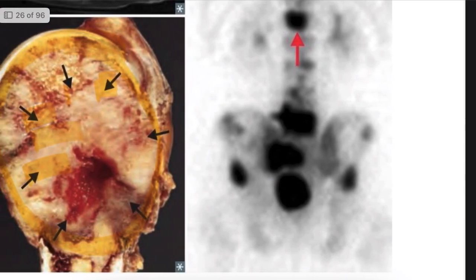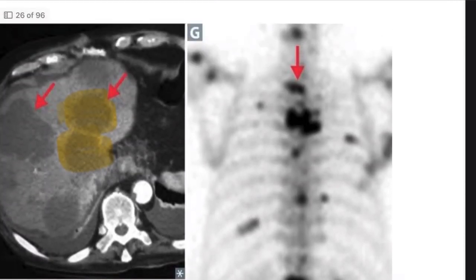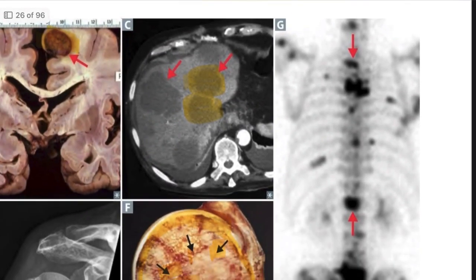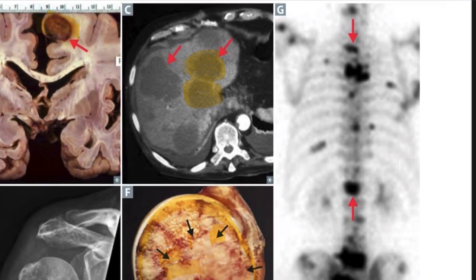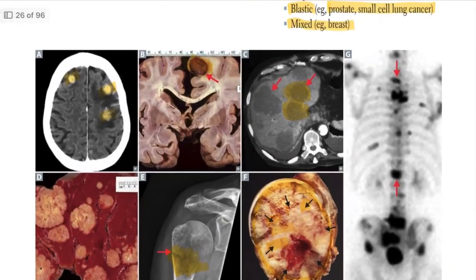Next you can see here, this is a nuclear scan. In this nuclear scan, the red arrows are showing bone hotspots, like multiple skeletal metastases. Okay. So first we discussed brain metastasis, liver metastasis, and after that bone metastasis.